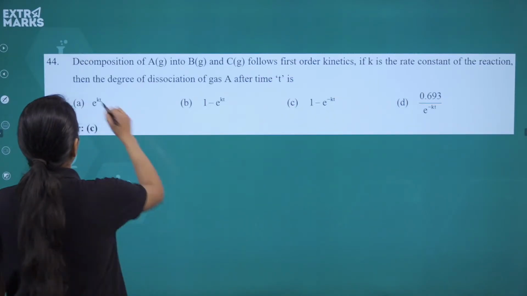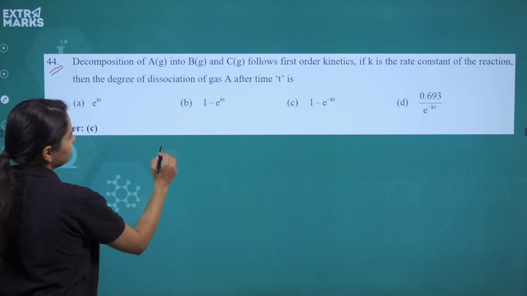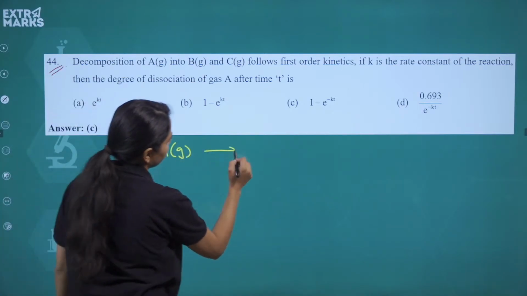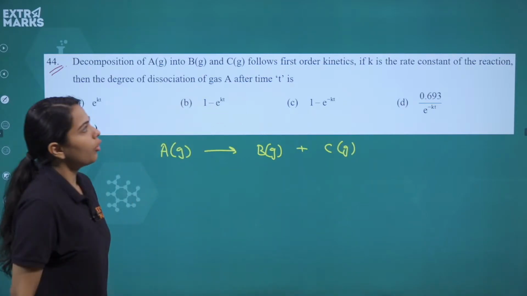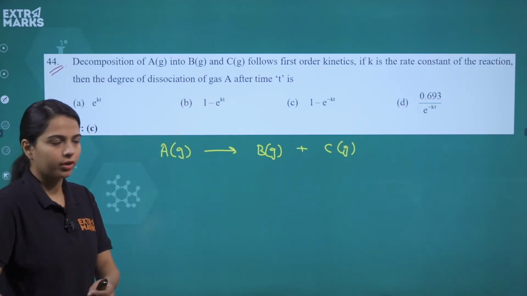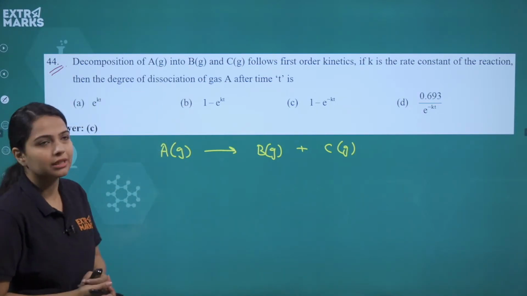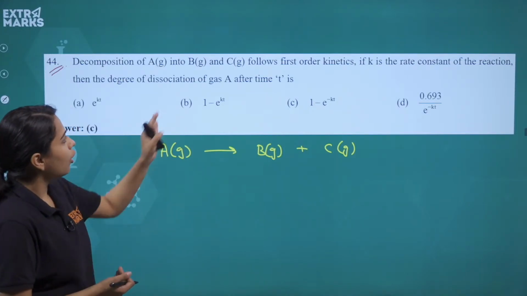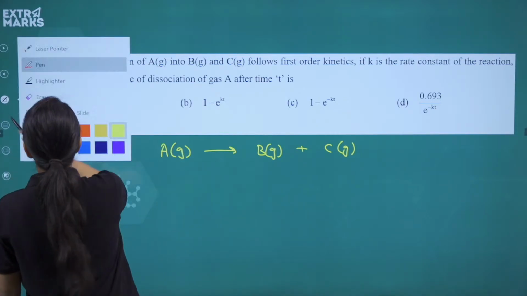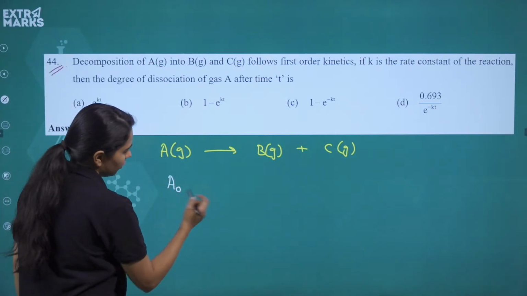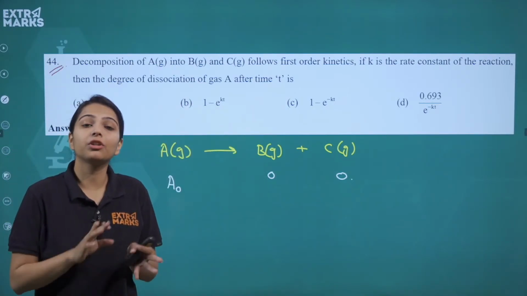Moving next, question number 44. Decomposition of A into B and C, so I will be getting over here, right, follows first order kinetics. So the order is first order. If k is the rate constant of the reaction, then we have to find out the degree of dissociation of gas A after time t. Now over here, let's say the initial concentration of A was A0, and over here this was 0 and this was 0, because we are over here talking about first order kinetics.